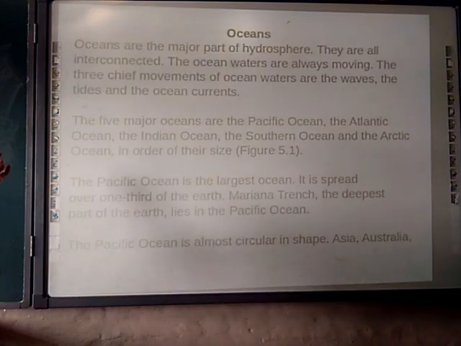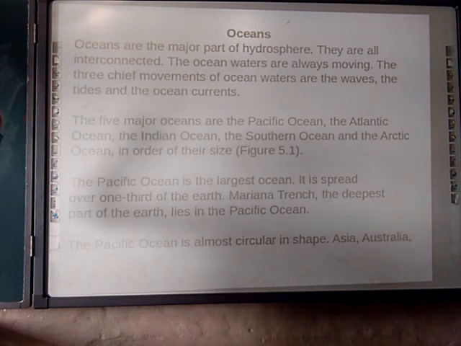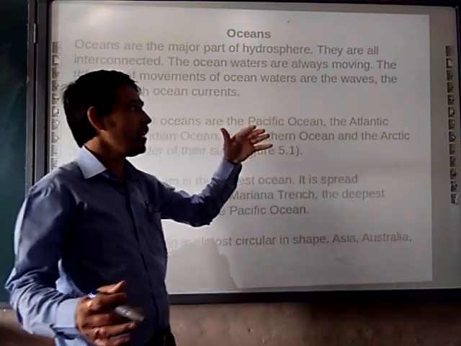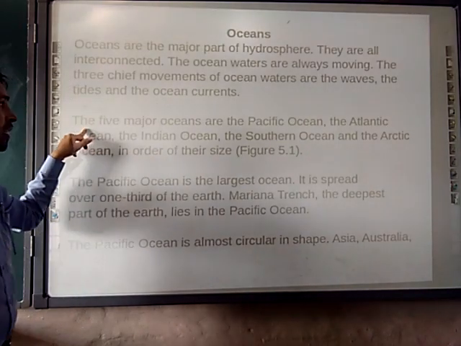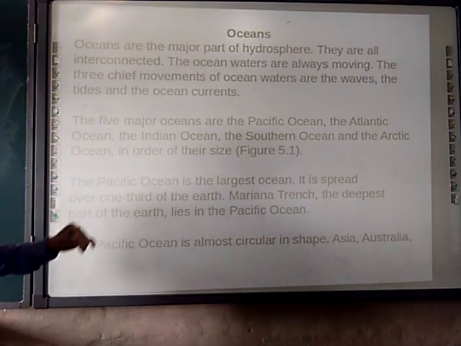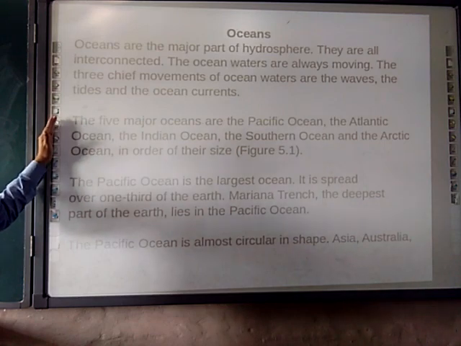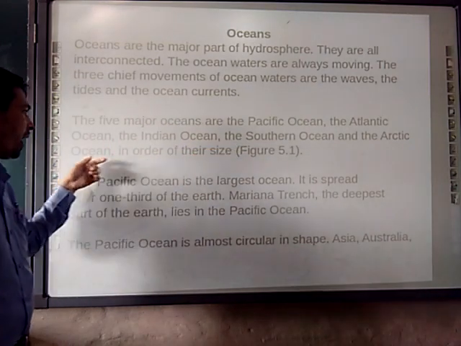Next, oceans. Oceans are the major part of the hydrosphere. They are all interconnected. The ocean waters are always moving, and the three chief movements of the ocean's water are the waves, the tides and the ocean currents. Here we are seeing the waves, the tides and the ocean currents. Next, there are 5 major oceans: the Pacific Ocean, second one the Atlantic Ocean, Indian Ocean, Southern Ocean and Arctic Ocean.